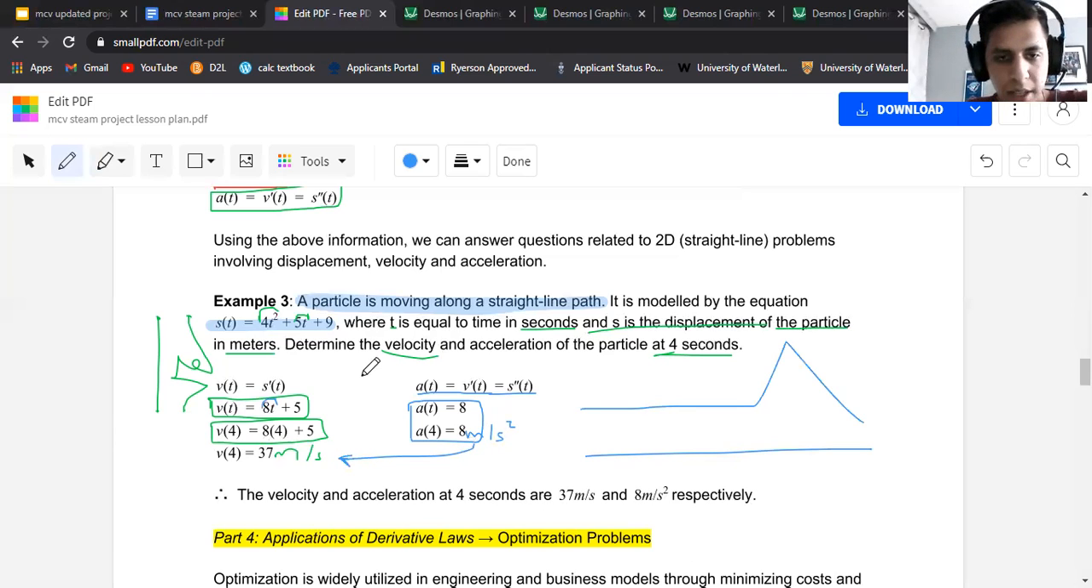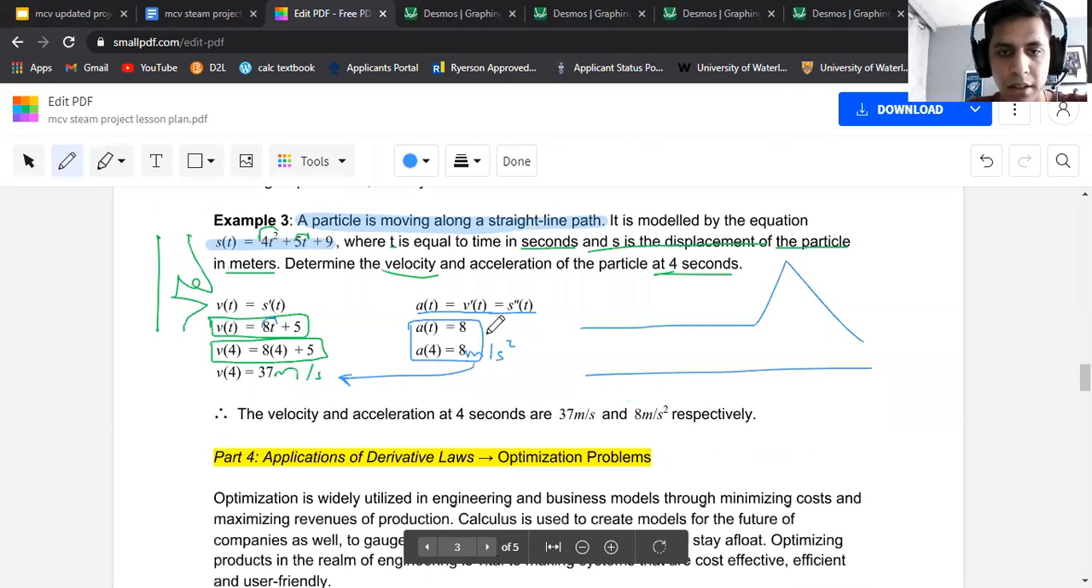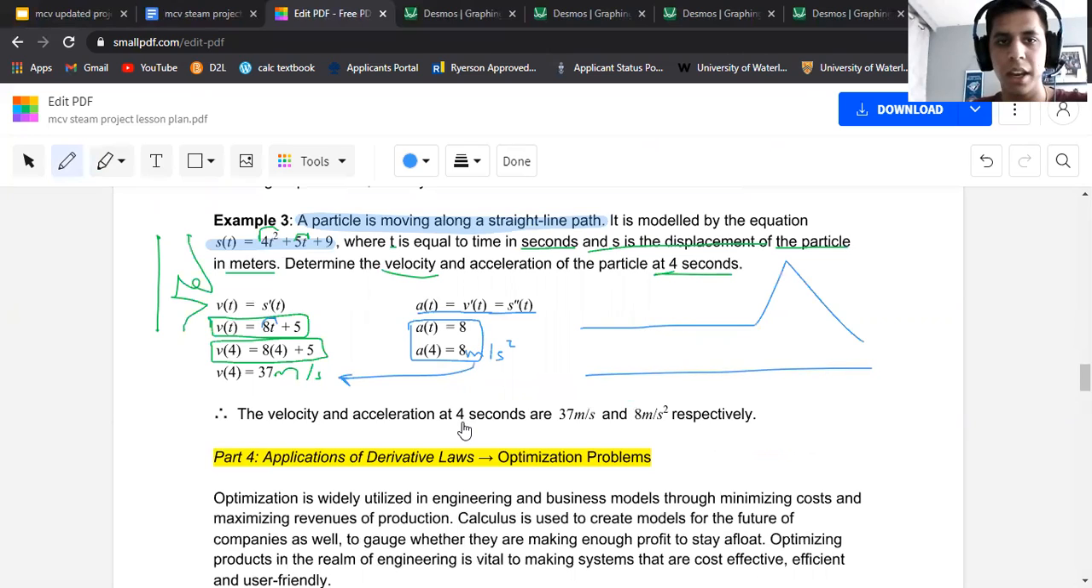So pretty simple. Again, it's just applying the derivative knowledge that we've learned back in part 1 and 2 to a little bit of a word problem. Part 4, it'll get a little bit more complicated, but stay tuned.